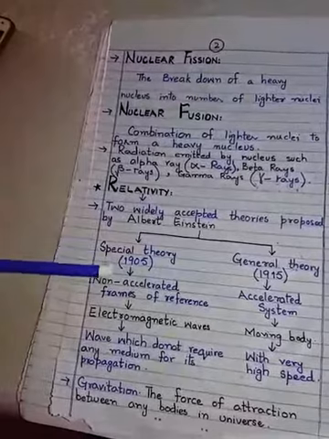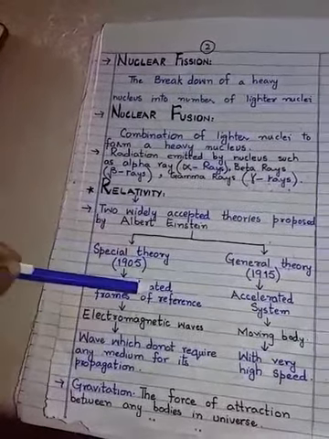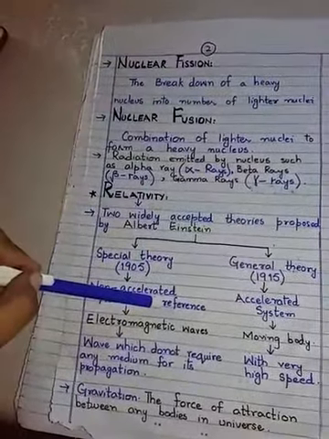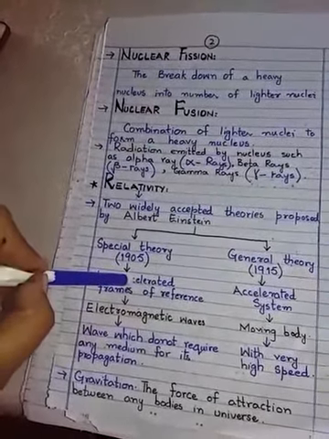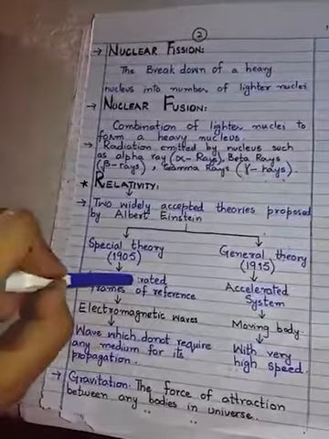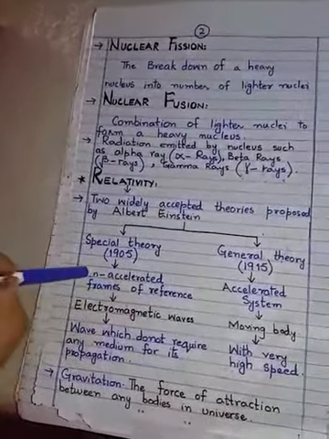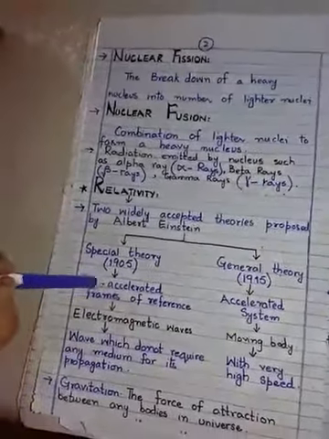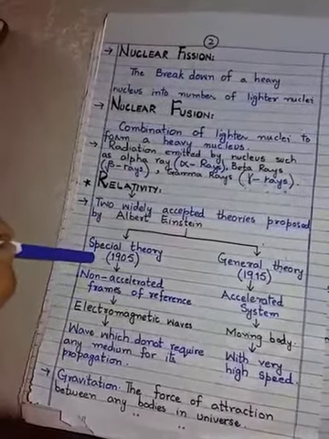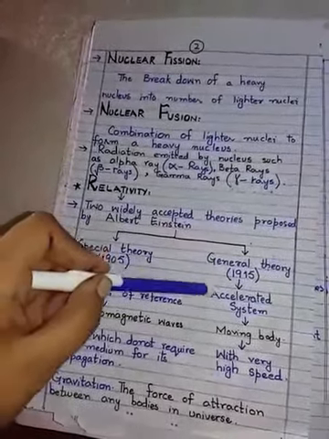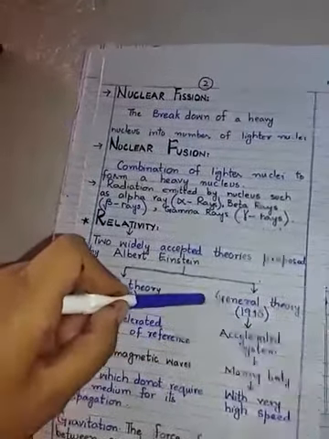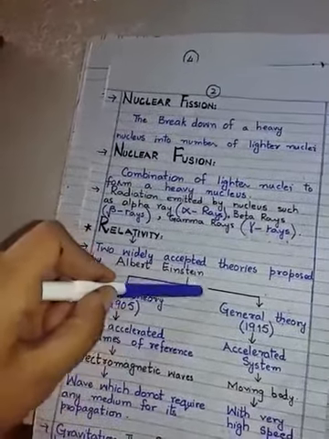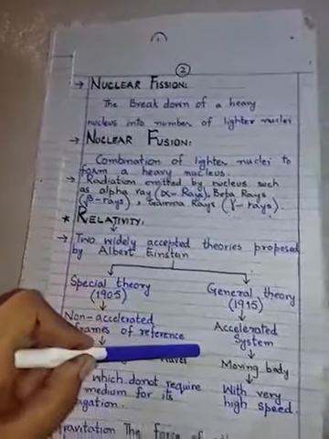The special theory is related to the non-accelerated frame of reference. The word accelerated means motion, so non-accelerated means static objects. So this theory is basically related to static objects, and the general theory is related to the accelerated system. Accelerated system means any type of object which is in a state of motion, so that is included in the accelerated system.